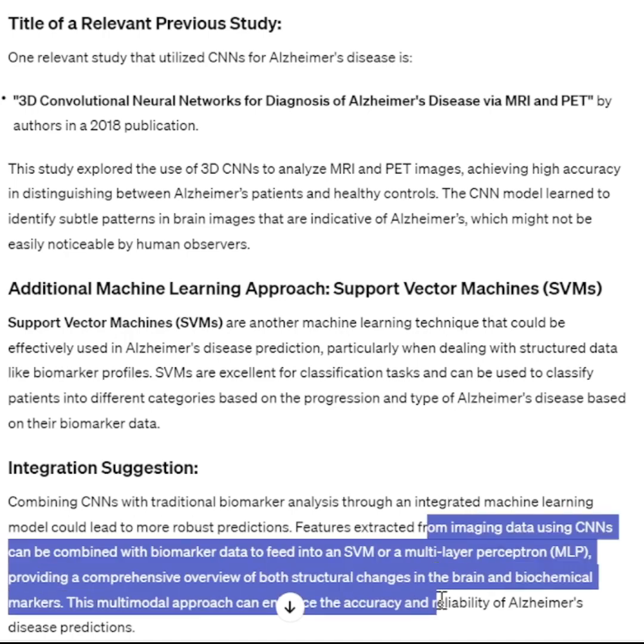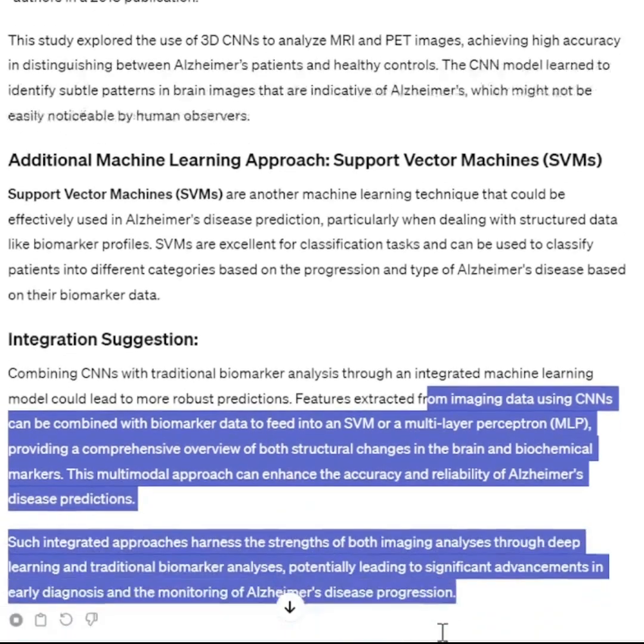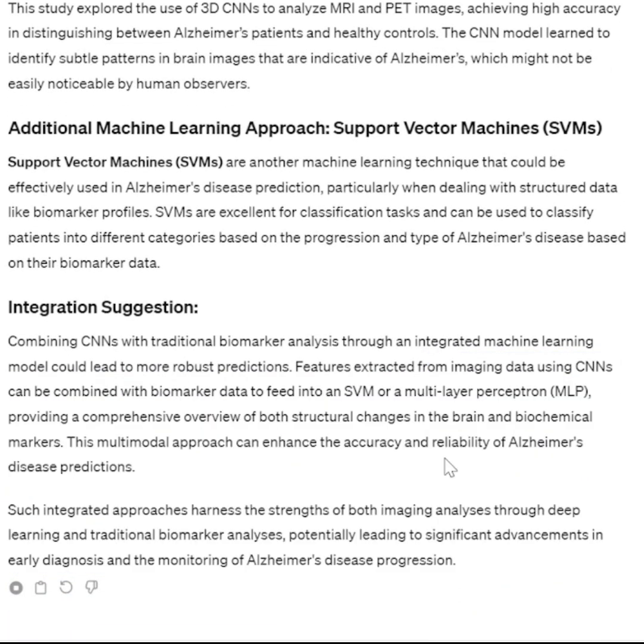Additional machine learning approach: support vector machines, SVMs. Support vector machines are another machine learning technique that could be effectively used in Alzheimer's disease prediction, particularly when dealing with structured data like biomarker profiles. SVMs are excellent for classification tasks and can be used to classify patients into different categories based on the progression and type of Alzheimer's disease, based on their biomarker data.